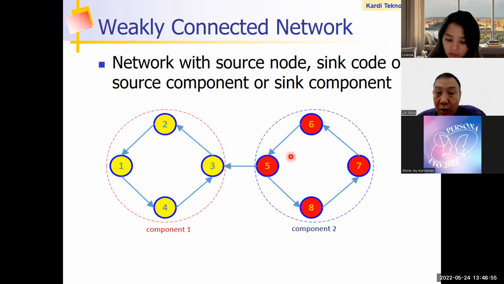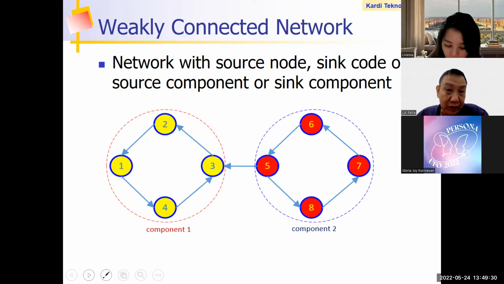What is a component? A component on its own is a strongly connected network. When we say component, that means a strongly connected network. Look, from 5 you can go to 6 through here, and from 7 you can go to 5. So from any node within one component, you can go to any other node within that component. But the whole network itself is weakly connected. Is it clear? The names component and weakly connected.